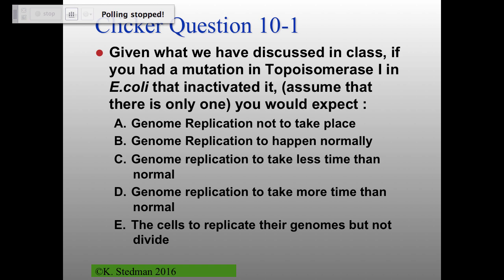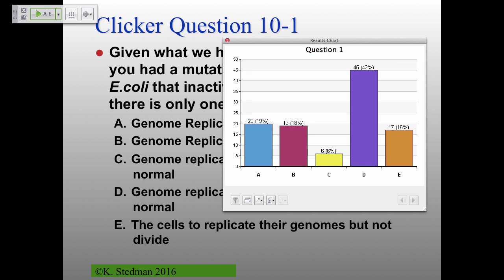Okay, we have some differences of opinion on this one. So basically, topo 1 is missing in E. coli. What would happen? Replication does not take place, happens normally, takes less time, takes more time, or they replicate their genomes but don't divide. So again, a difference of opinion here.